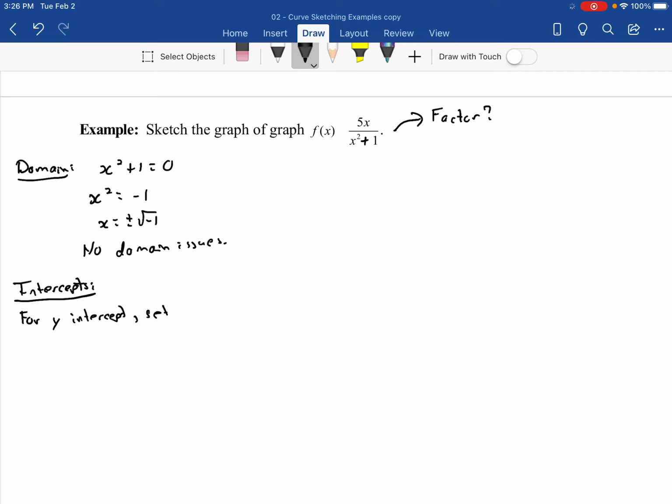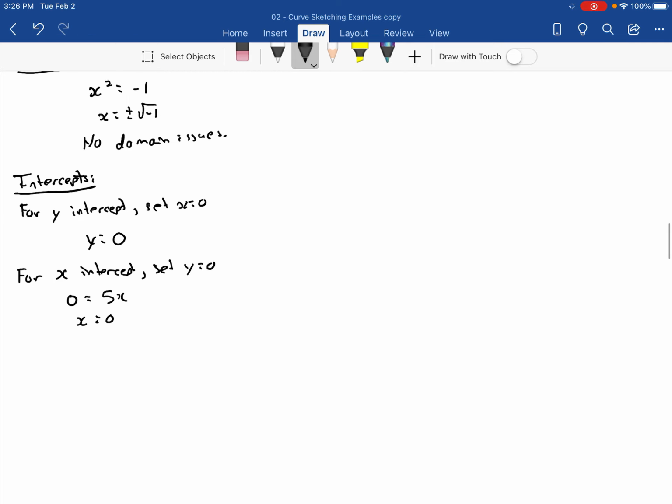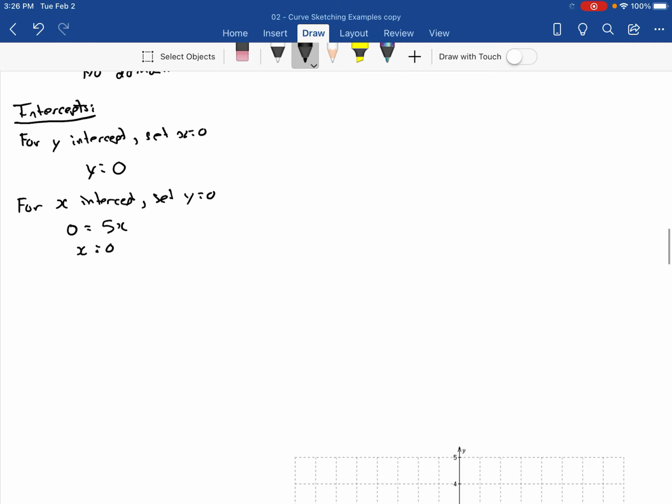So for y-intercept, set x equals 0. So I get y equals 0 on the top and 1 on the bottom, so I get a y-intercept of 0. And then for x-intercept, set y equals 0, so I get 0 equals 5x. Oops, missing an equal sign up there, I just noticed that. And so I get x equals 0. Not interesting in the sense that I didn't get any extra x-intercepts here. I just got that same intercept, so there's a point at the origin. I'll graph that later.